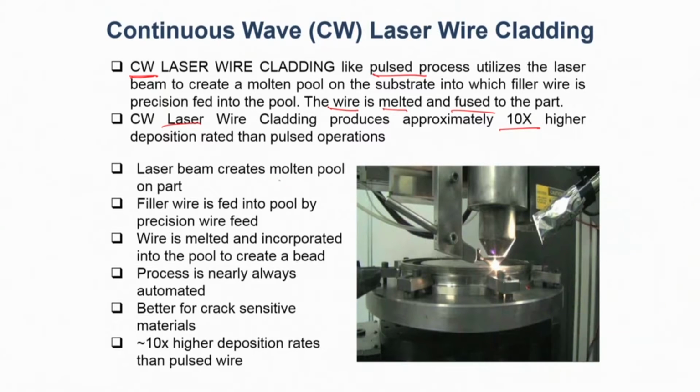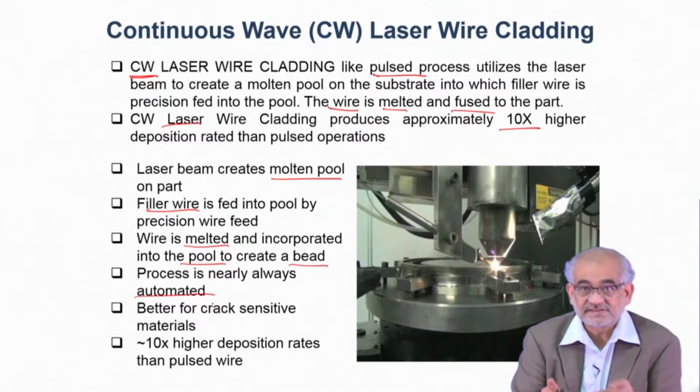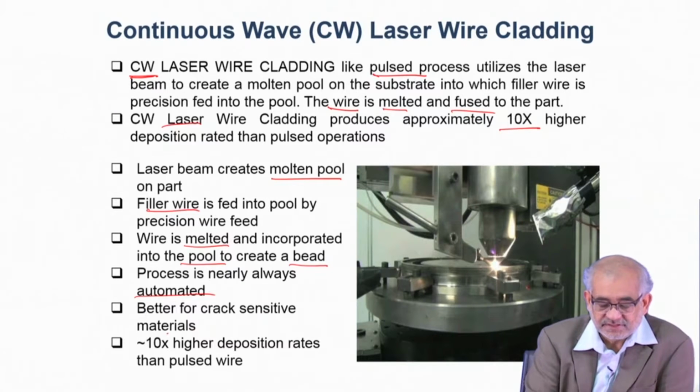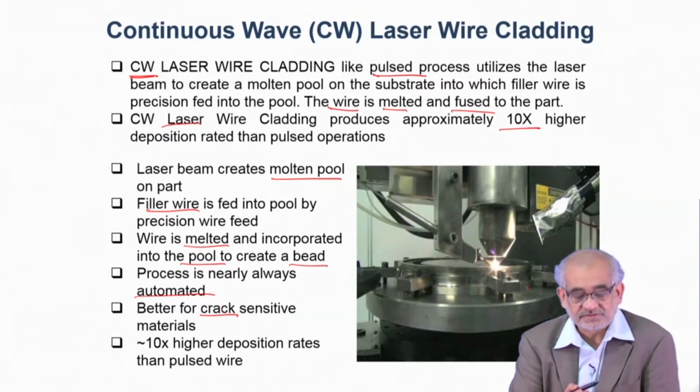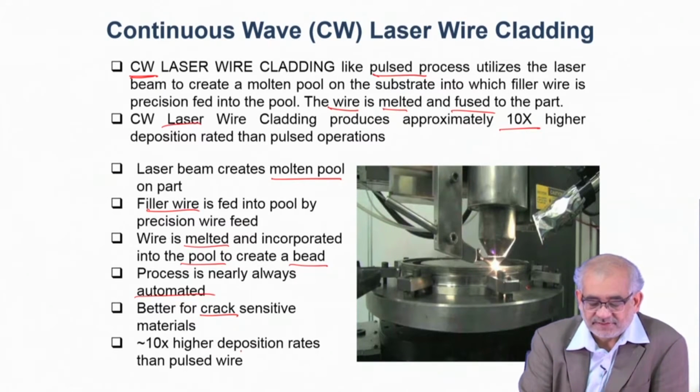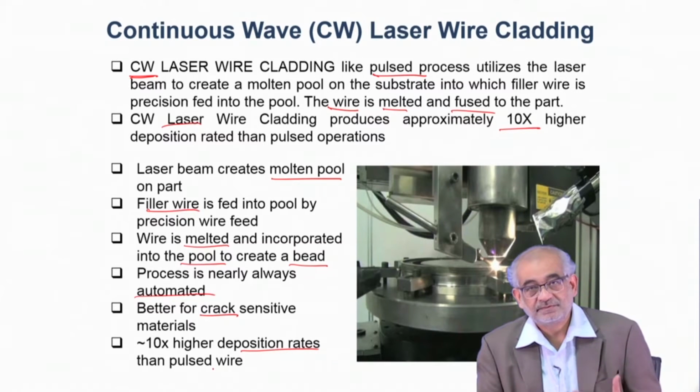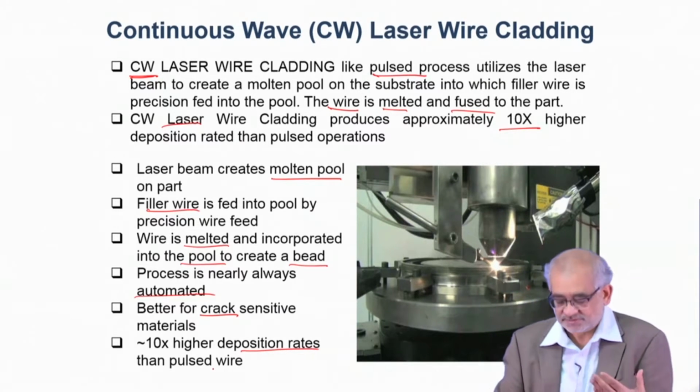What the laser beam does is create a molten pool on the part, and the filler wire is fed at a very fixed rate. The wire melts, spreads and wets the surface, and creates a bead. The entire process can be totally automated, and by controlling the cooling rates and other process parameters, you can make sure that there is no crack, or in other words, you can avoid the possibility of crack formation. And you can have very high deposition rates, much higher than what is possible through any pulse mechanism.